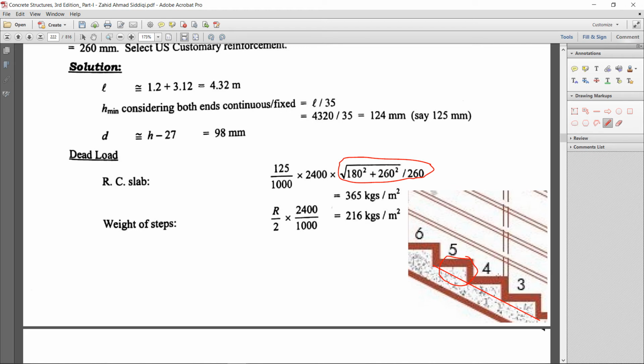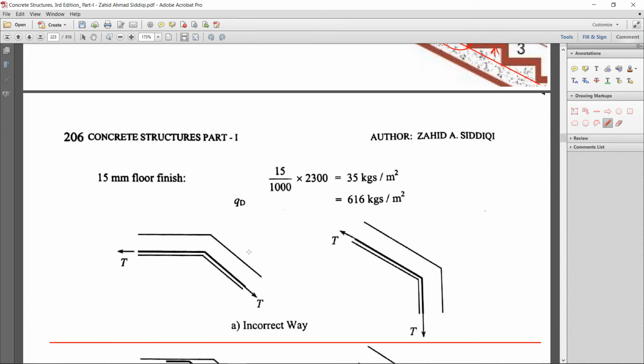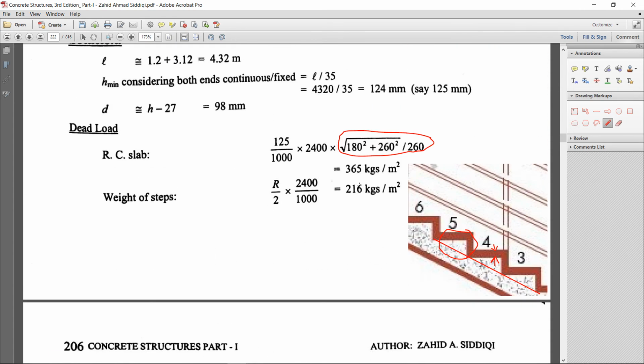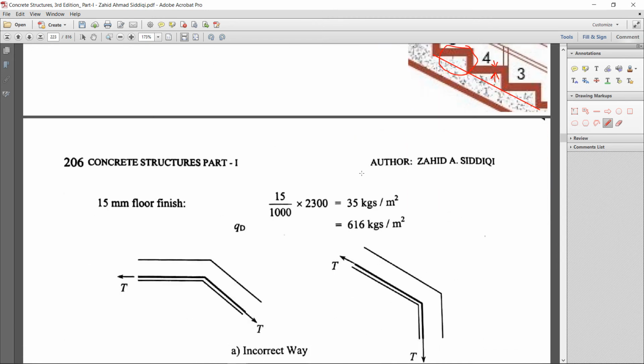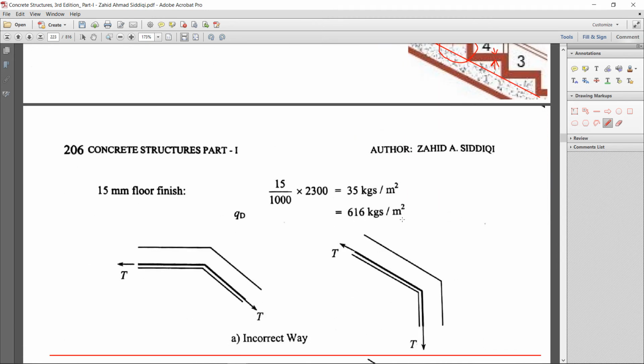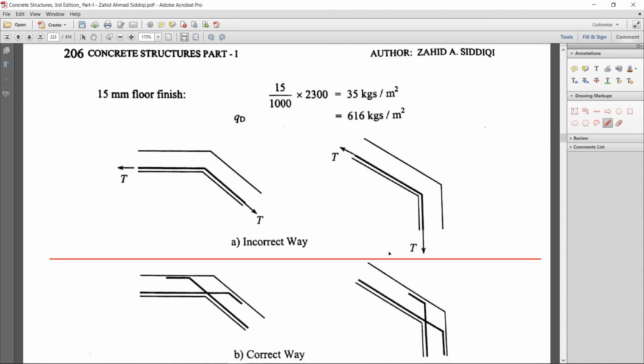Now the last one is the floor finish of this stair. Floor finish of 15 millimeter: that is 15 divided by 1000 multiplied with 2300 concrete density, PCC. So our answer is 35 kg per meter square. Now calculate the total dead load: 35 plus 216 plus 365, you will get the answer 616 kg per meter square. That is just the detailing information that I have explained earlier.